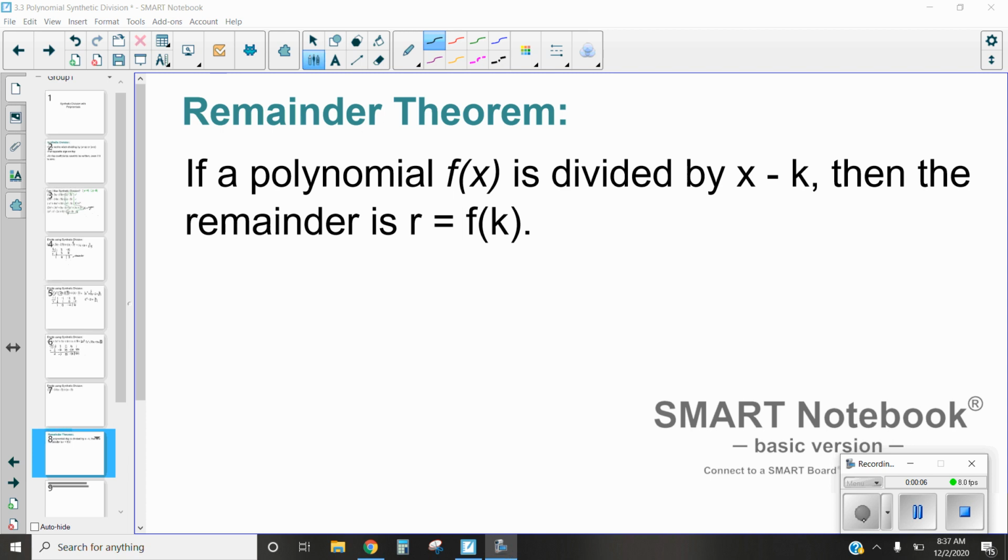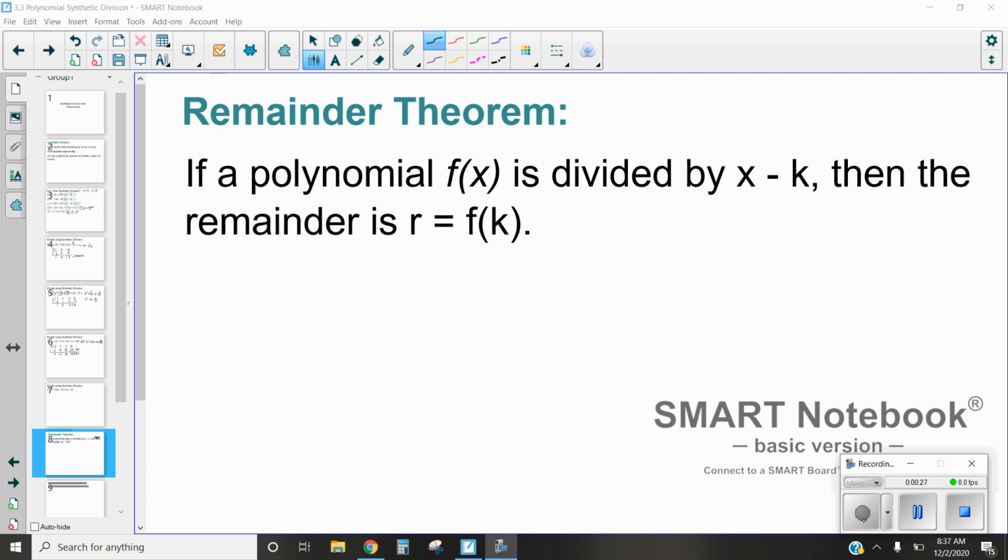So the remainder theorem says that if a polynomial is divided by a binomial in the form of x minus k or x plus k, then the remainder is going to be whatever that k is put back into our function. This is a really cool thing because we can check to see whether or not our remainder is correct by plugging it back in when we do that synthetic division.